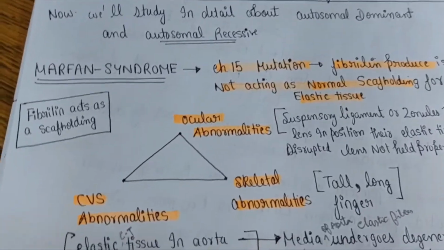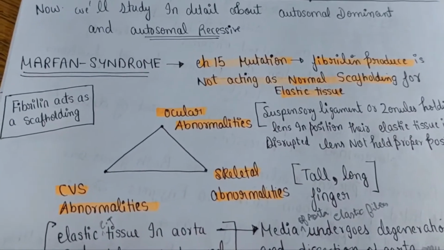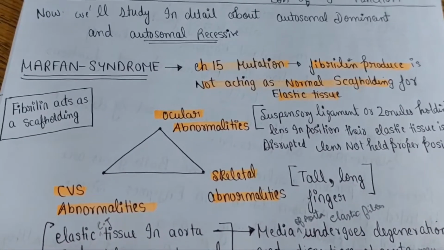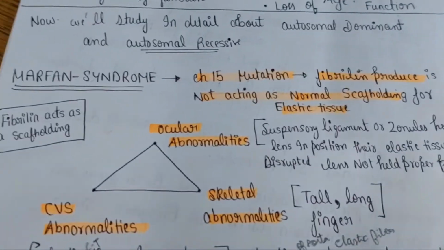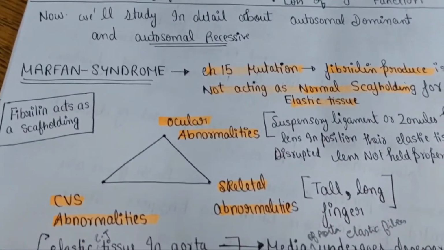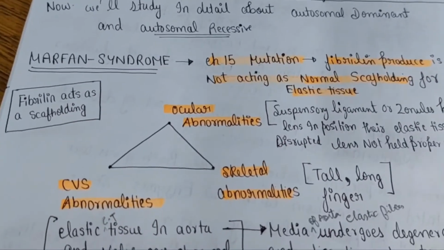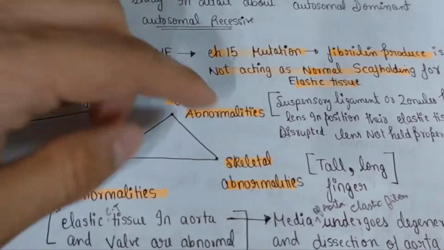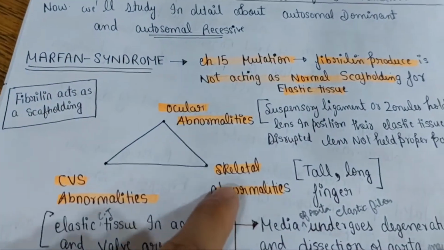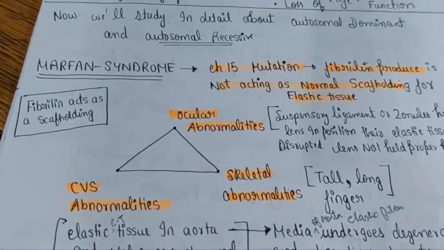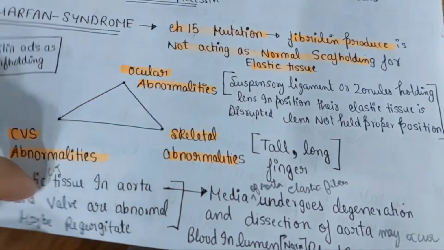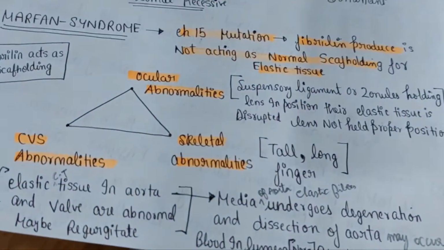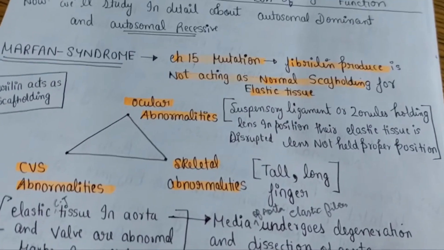Example, in Marfan syndrome, we remember the mutation is in chromosome 15, and it is in the gene which is associated with production of fibrillin. As a result of mutation in this gene, there will be clinical manifestation in multiple systems such as ocular abnormalities, skeletal abnormalities, and CVS abnormalities. So there was a defect in one gene, but that led to problems in three different systems. So this is an example of pleiotropy.